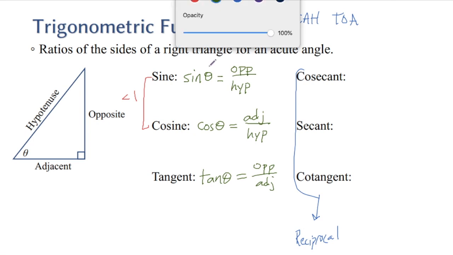The one thing you do have to remember, though, is which one goes with which one. Sine and cosecant go together. Sine is the opposite over hypotenuse, and cosecant is going to be the reciprocal of that. Likewise, cosine goes with secant, and tangent goes with cotangent. So these functions are the reciprocals, respectively, the way I've written it out here, of each one of these.